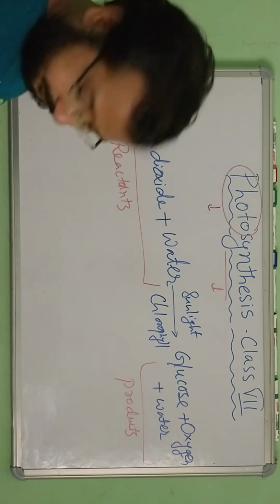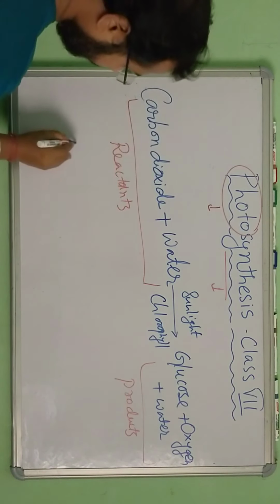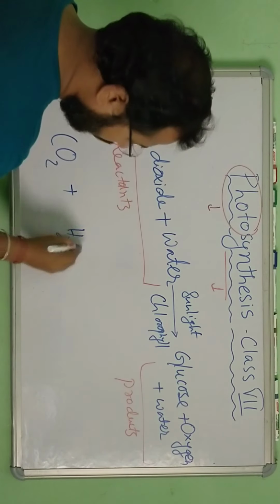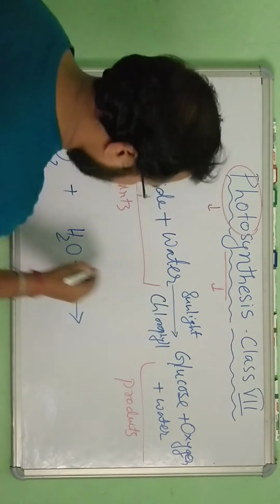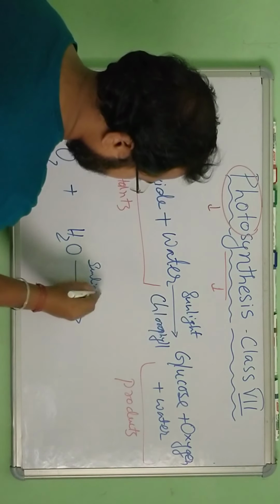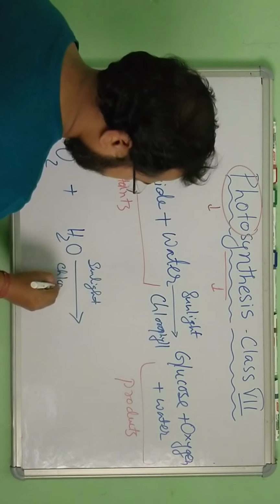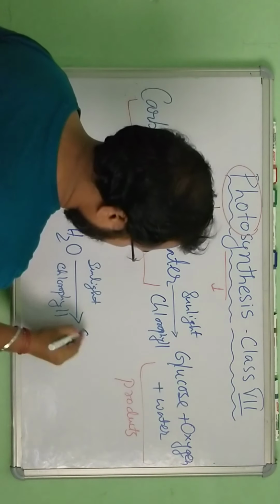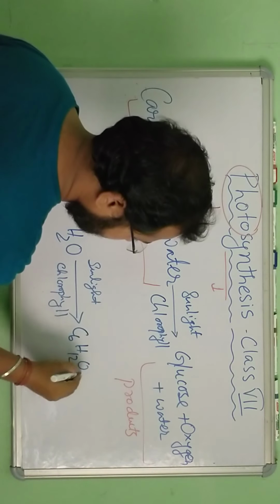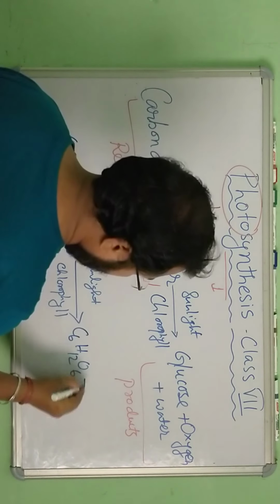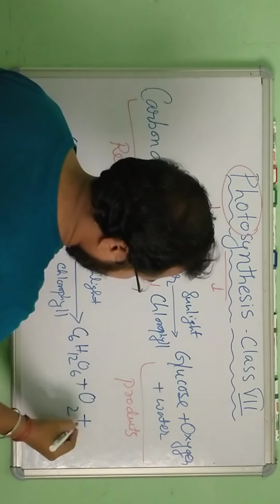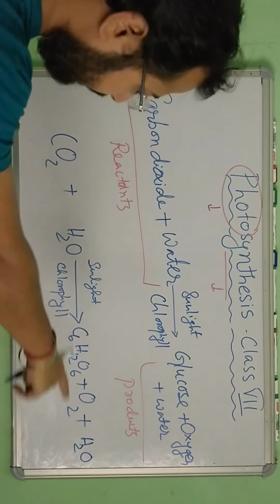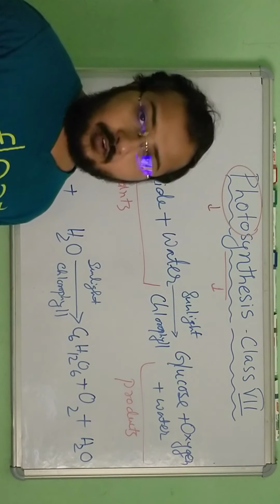So let me write here CO2. CO2 is involved here plus what? Water, so H2O. Now giving the arrow, the same I am keeping here, sunlight and chlorophyll. Sunlight and chlorophyll is there. What next? Glucose, C6H12O6, plus oxygen O2 and plus water H2O. Understood? This is what I have written here. This is the chemical equation of photosynthesis.